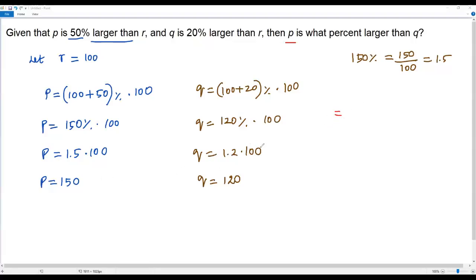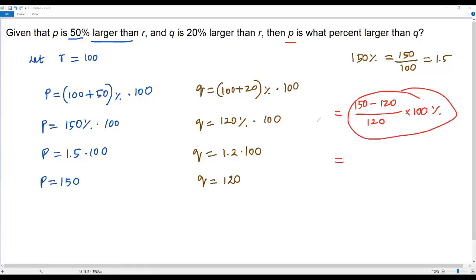To know that, we have to subtract the value of Q from P. The value of P is 150 and the value of Q is 120. So P is larger than Q by 30 units, because the difference between 150 and 120 is 30. But we have to find the percent of 30 in Q, because they ask us to find P is what percentage larger than Q. Since they ask us to find the percentage on Q, we have to write the value of Q in the denominator, times 100%. This expression gives the percentage by which P is larger than Q.